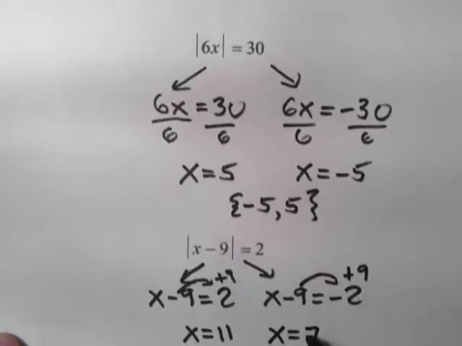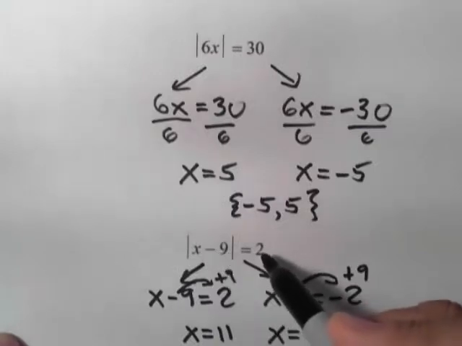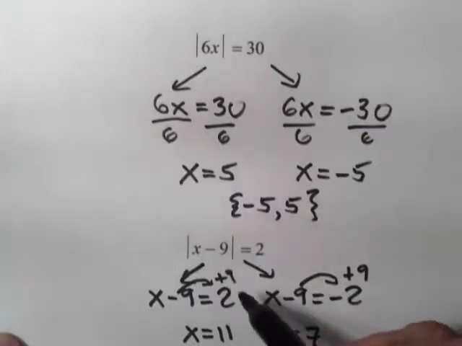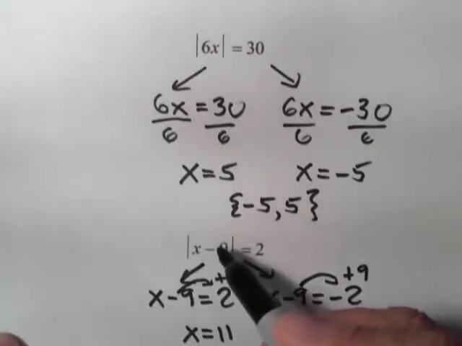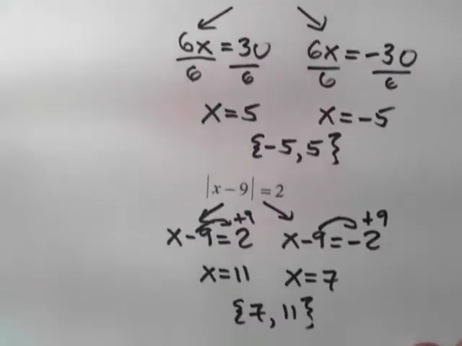Okay, let's double check these. We'd, of course, say the answers would be 7 and 11 here. 7 minus 9 is negative 2. Absolute value of that is 2. 11 minus 9 is positive 2. Absolute value of that is 2. So again, you can see that these do indeed work out here.